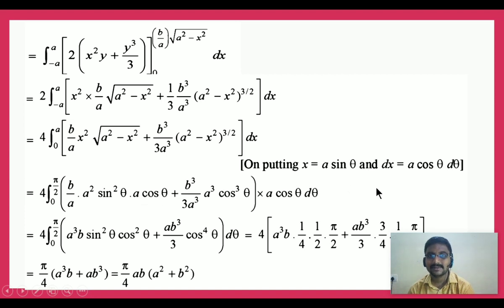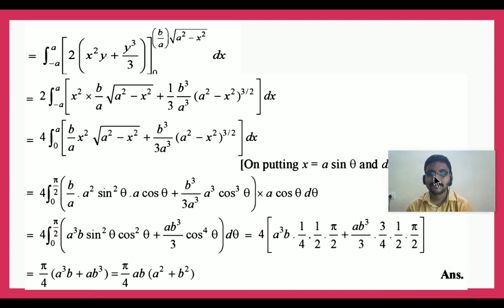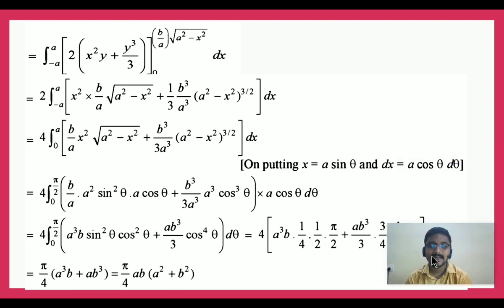So substituting these values and then simplifying, don't forget to replace the dx value. What is dx here? a cos theta d theta. Now we have to apply integration with respect to theta, using the known formulas to get the result. The result must be a constant. In the last step, we just have to take out the common factor ab, so we will get a square plus b square. So pi by 4 ab into a square plus b square is the required result.